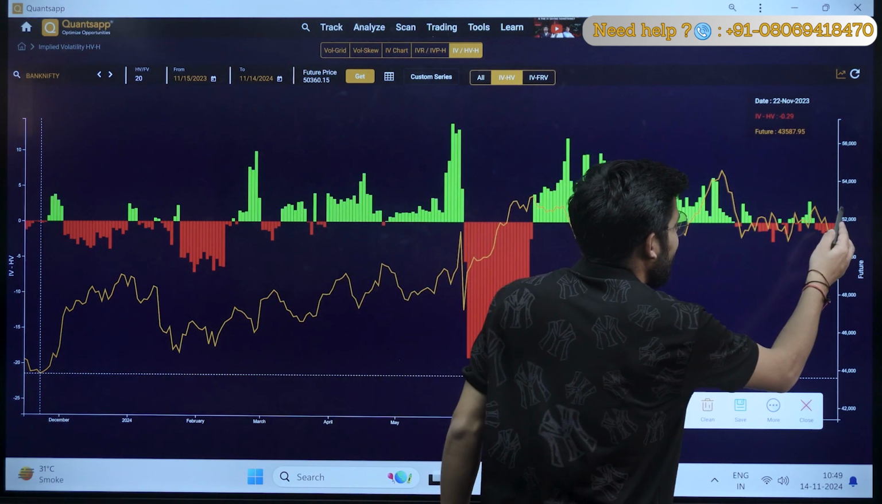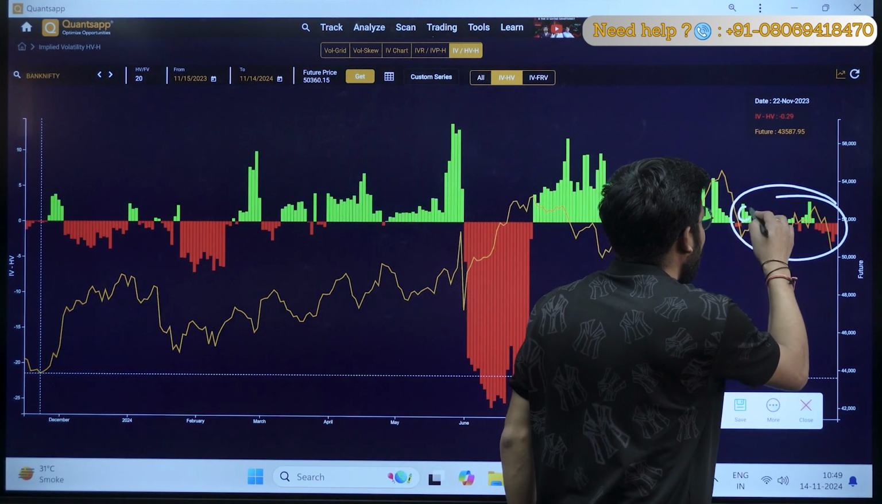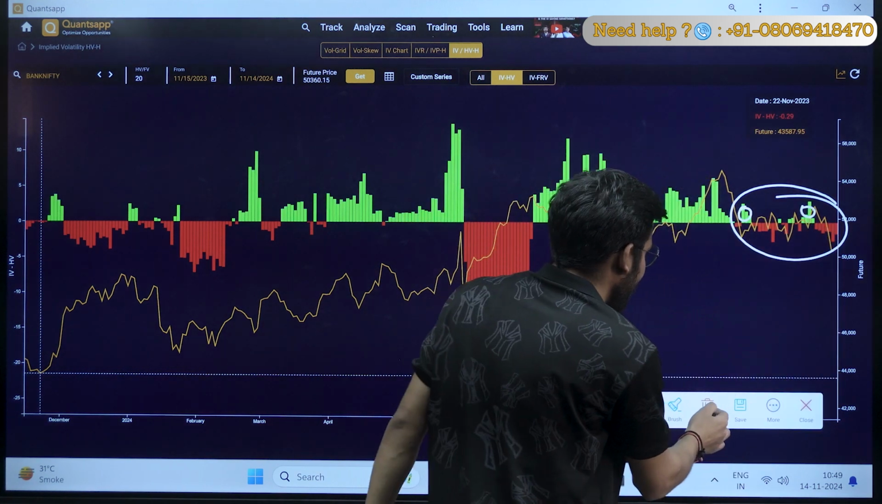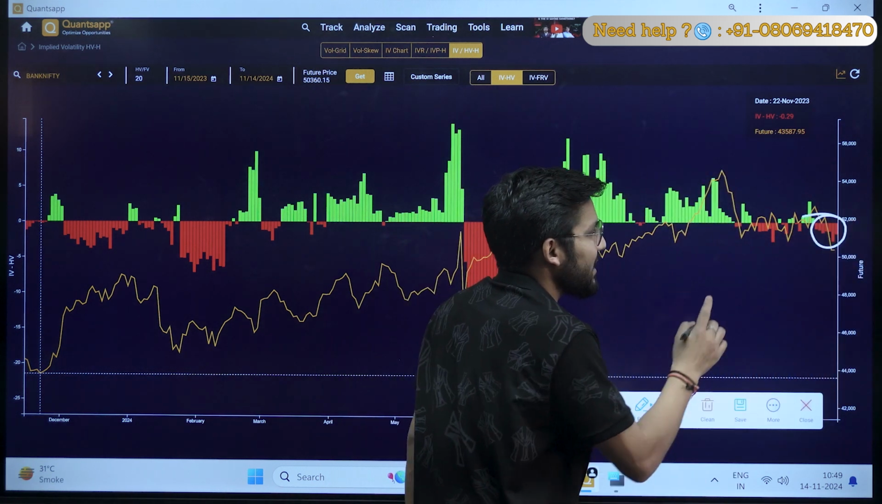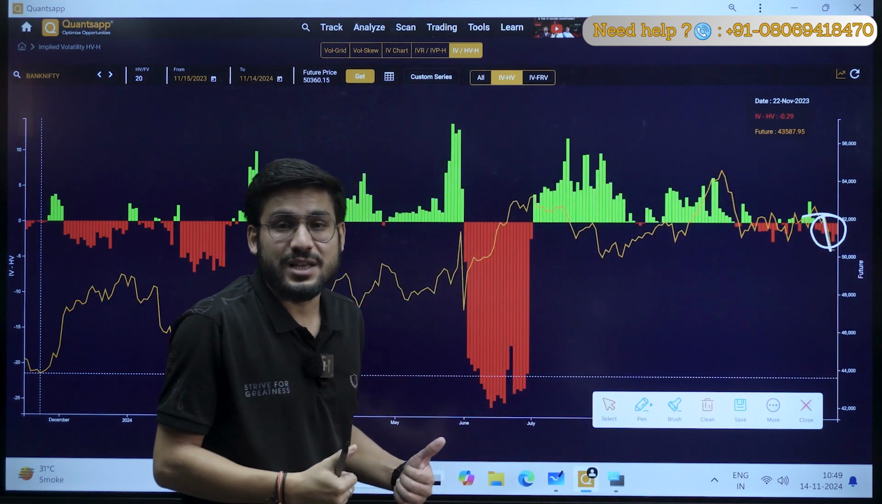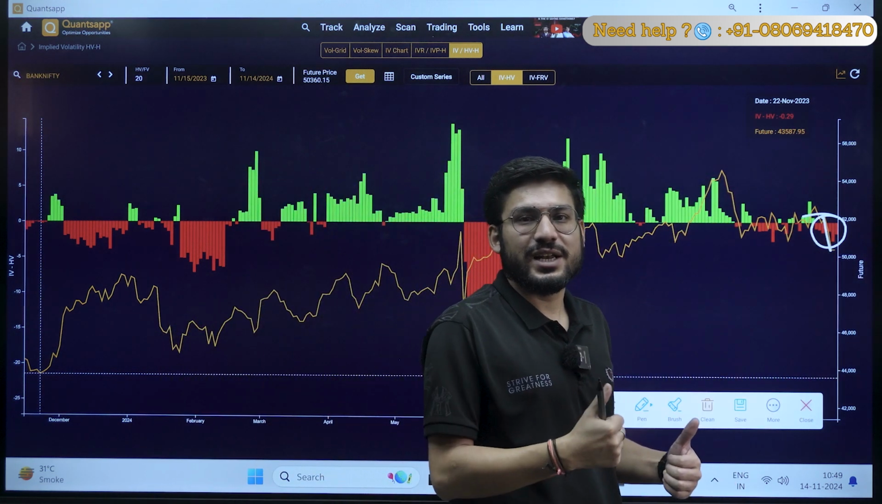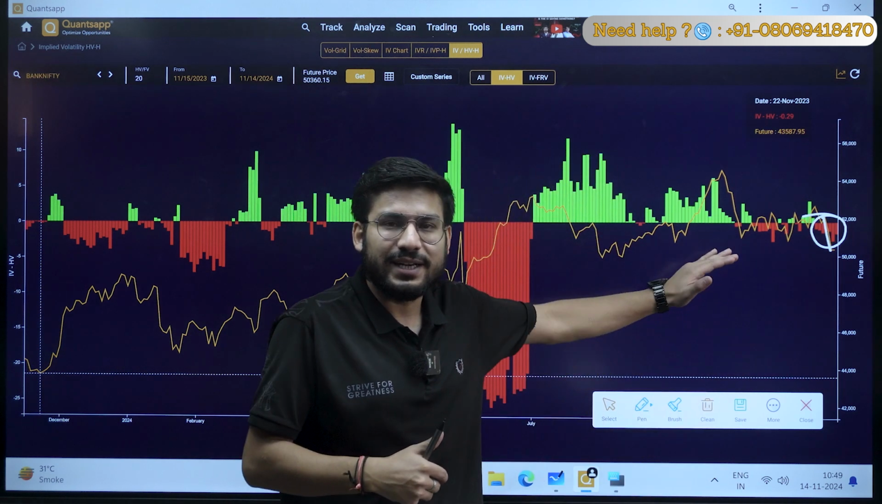So you can see in the current scenario, most of the market was in green, and then in the recent scenario we are getting some red bars continuously, and at that time you can see the price is also showing a good momentum in the market. So you have seen Bank Nifty and Nifty are currently in momentum, they are falling. That is what we are getting from here.